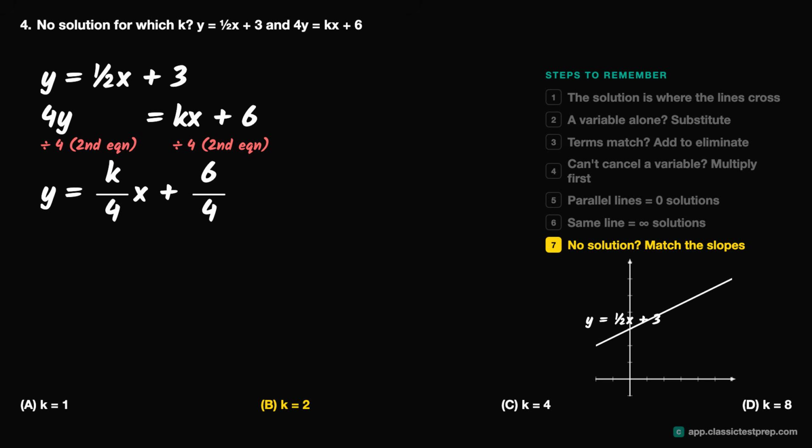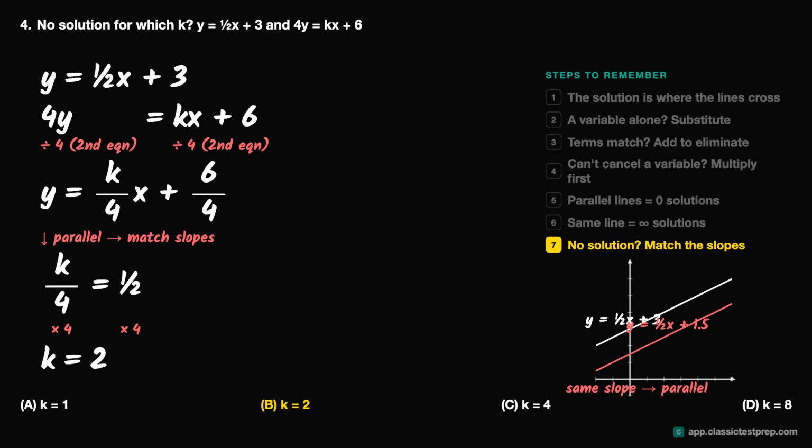If we divide both sides of the second equation by 4, we get y equals k over 4 x plus 6 over 4. Remember, all we need now is to have k over 4 equal to 1/2. So k is just 2 because 2 over 4 is equal to 1/2. If k is equal to 2, then both lines have a slope of 1/2, and they are not the exact same line, so they do not have infinitely many solutions. So these are parallel lines. They will never touch. The answer is k equals 2.